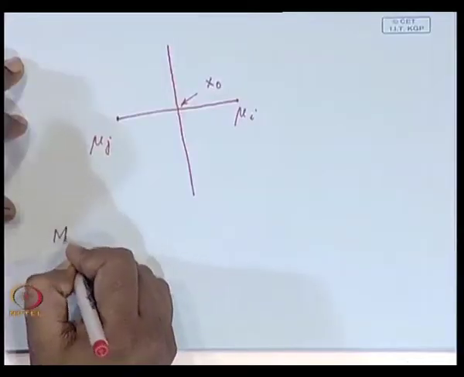So, when it is an orthogonal bisector, or the a priori probabilities p omega i and p omega j are the same, then effectively what I get is a minimum distance classifier.